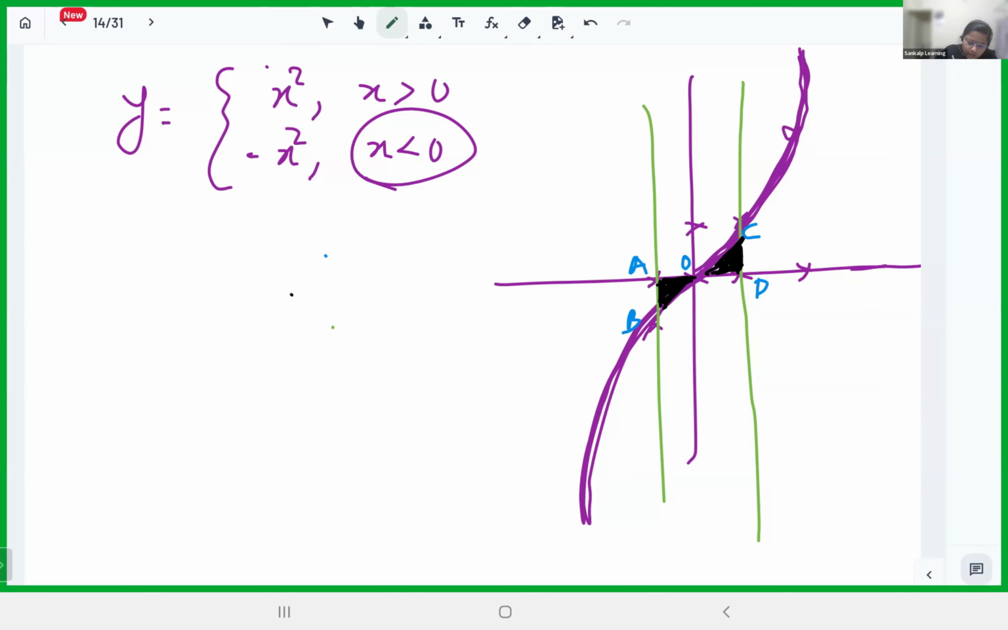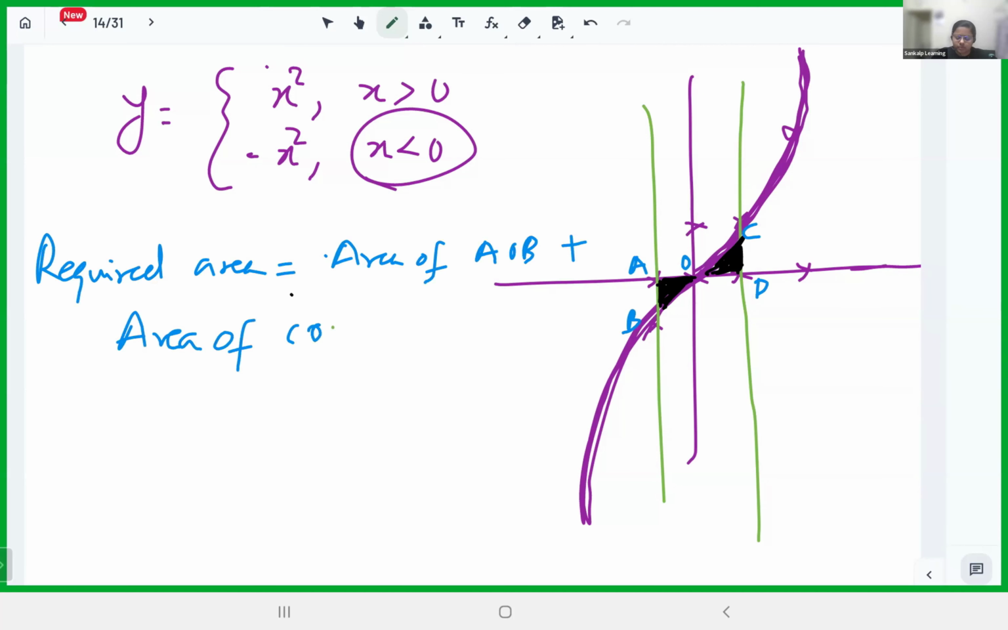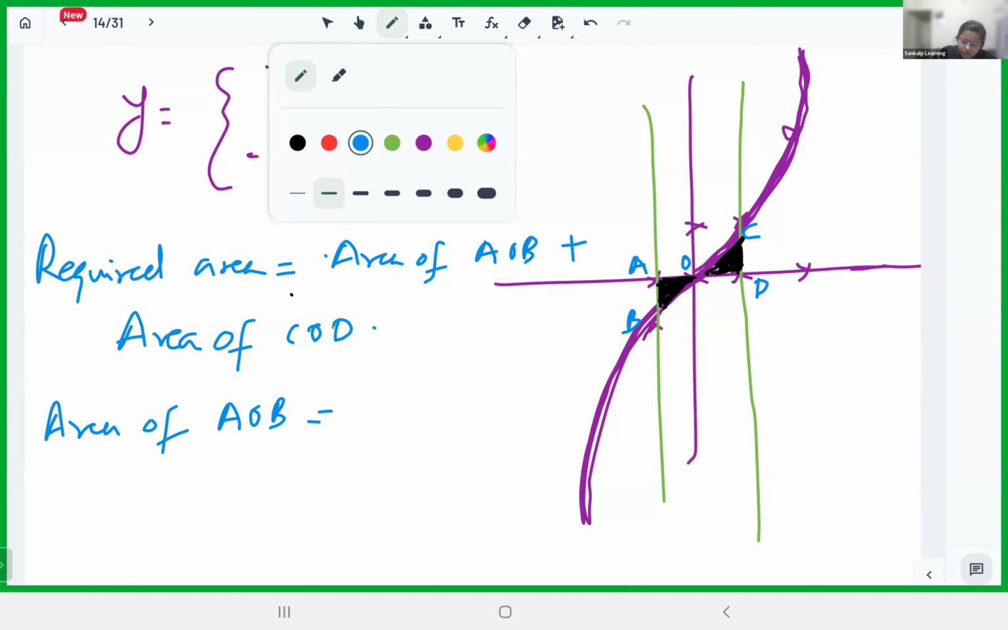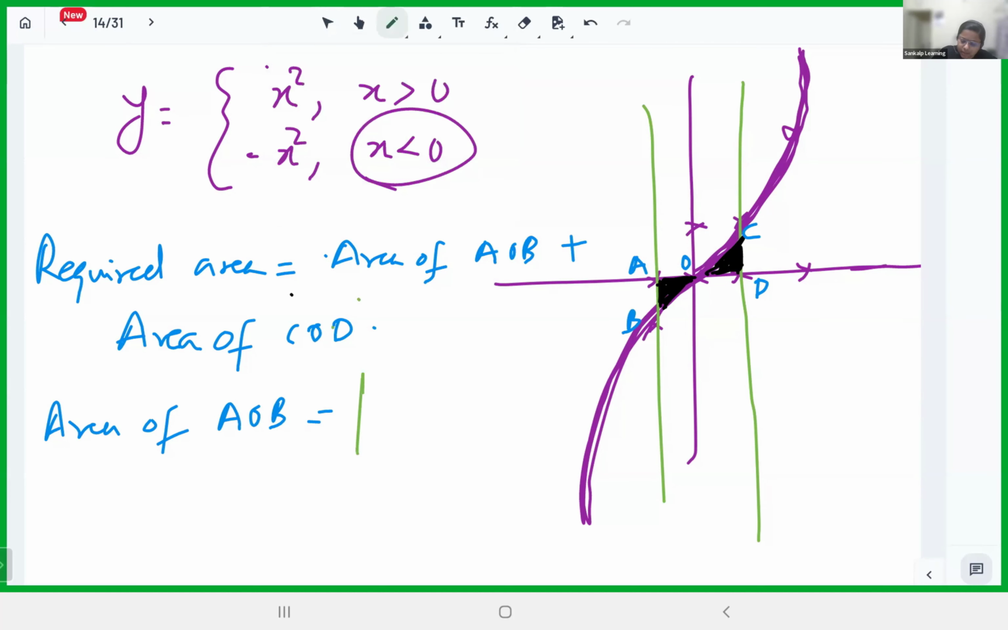So the required area is equal to area of AOB plus area of COD. So first we can find the area of AOB. Here you can see that this portion is below the x-axis, so definitely the area comes out to be negative. So we need only the absolute value. So take the modulus of that portion. Okay, so you take the modulus of the integral, and it is varying from minus 1 to 0, isn't it?